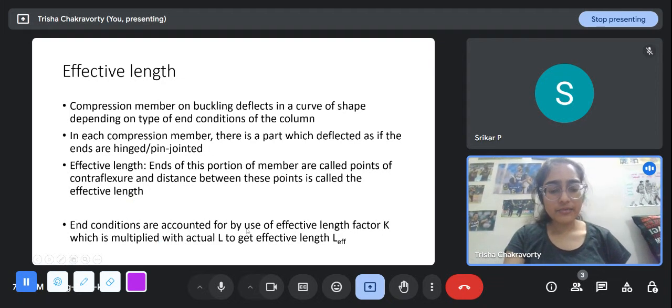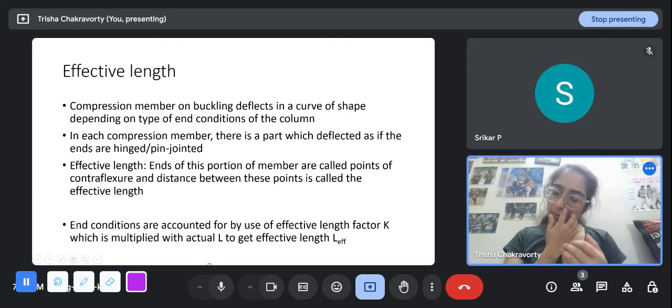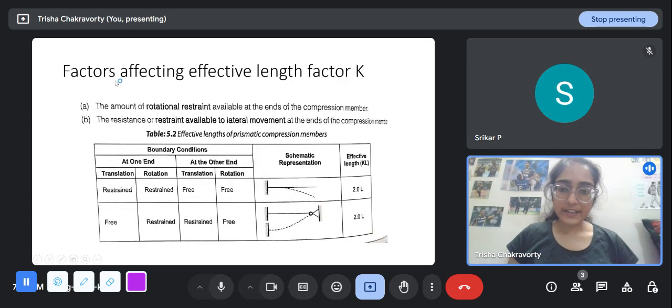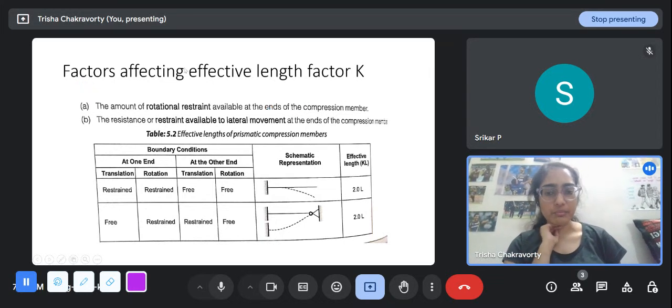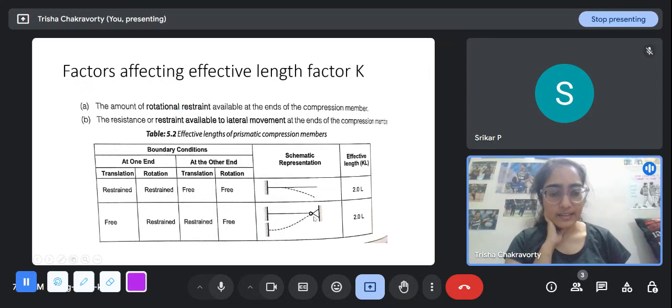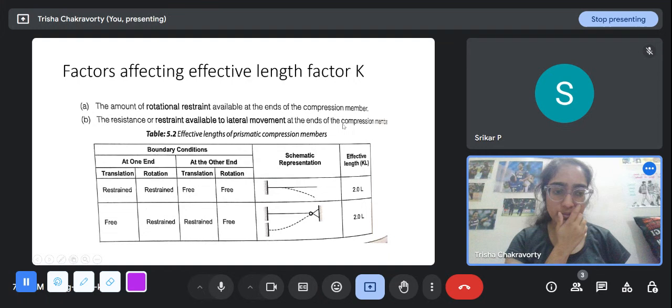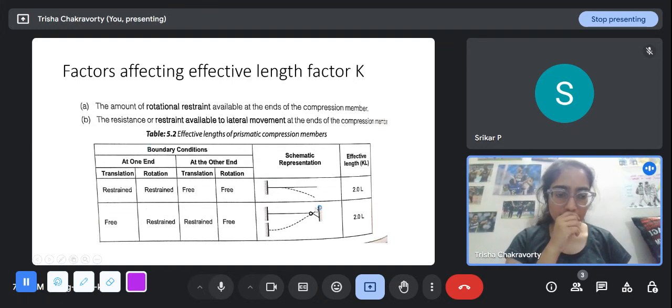End conditions are accounted for by using an effective length factor K. You multiply the actual length with this factor K to get the effective length, L effective. The factors affecting the effective length factor K are the amount of rotational restraint available at the ends of the compression member. This rotational restraint is important because that is why you see this part and this part behaving differently under buckling. Here, this is allowed to rotate freely, so it starts like this, and here it is a fixed end, so it buckles like this. And the resistance or the restraint available to lateral movement at the ends of the compression member also matters. Now, these are some examples.